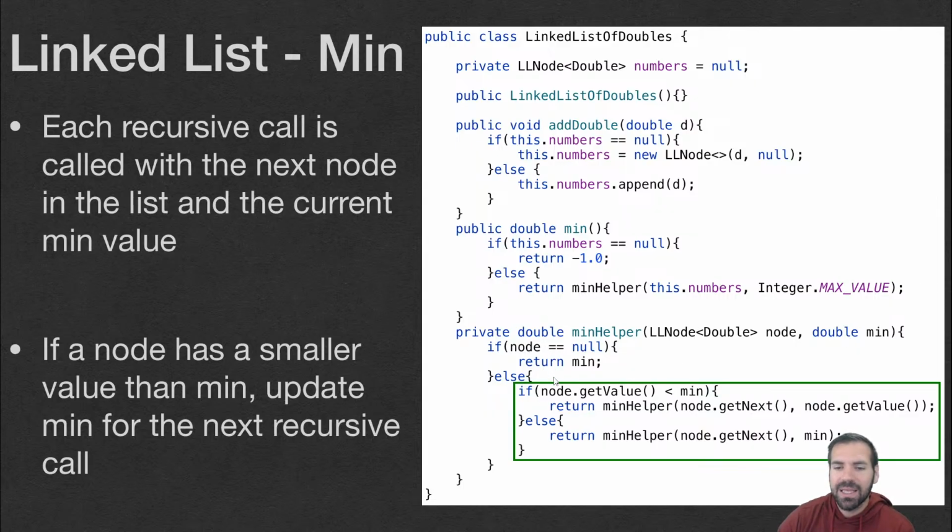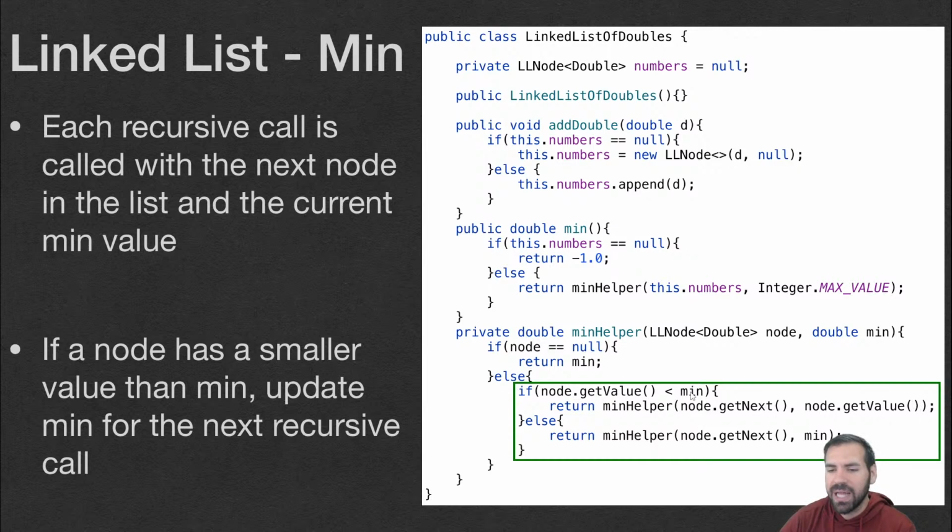If we're not at the end of the list yet, we're going to get the value of the node we're currently processing and check if it is less than min. If it's less than min, we have ourselves a new min. So we're going to return whatever the recursive call returns. We're going to make a recursive call, advance to the next node in the list so we can process the next node, and pass it the value at this node. Since this node's value is less than min, this node's value is now the new min in the next stack frame.